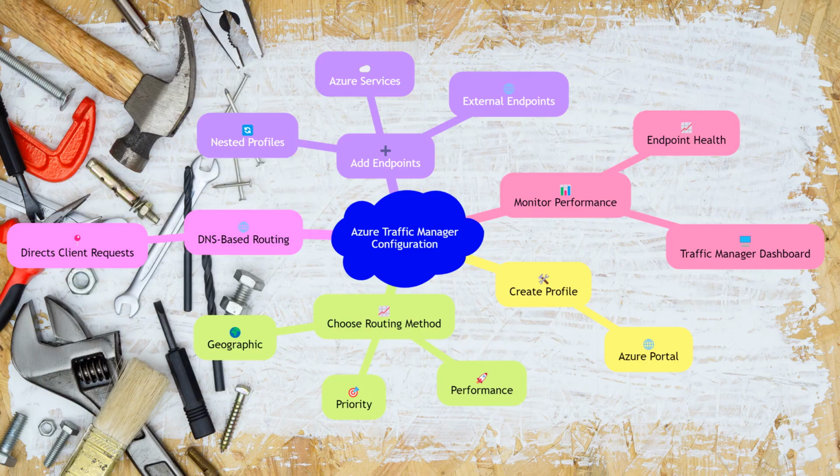To configure Azure Traffic Manager, start by creating a Traffic Manager profile in the Azure portal. Choose a traffic routing method that best suits your needs, such as performance, priority, or geographic routing. Next, add endpoints representing your application instances, which can be Azure services, external endpoints, or nested Traffic Manager profiles. Traffic Manager will use DNS to direct client requests to the most appropriate endpoint based on the chosen routing method. You can monitor the performance and health of your endpoints through the Traffic Manager dashboard in the Azure portal.